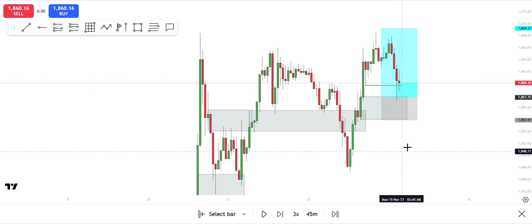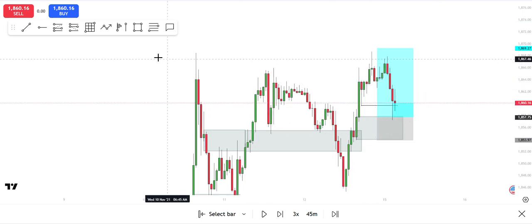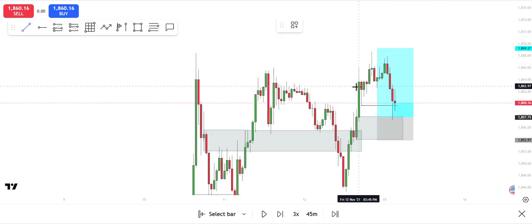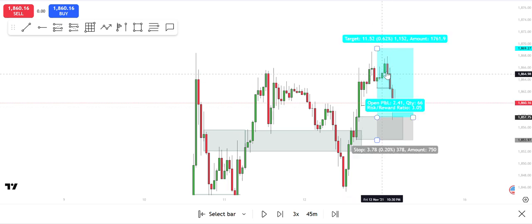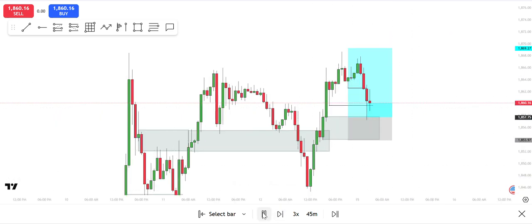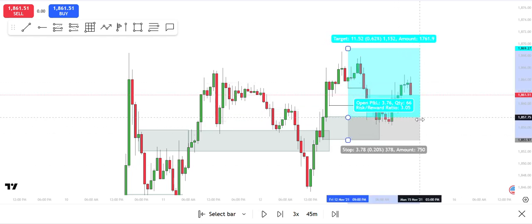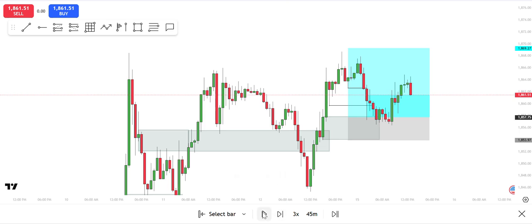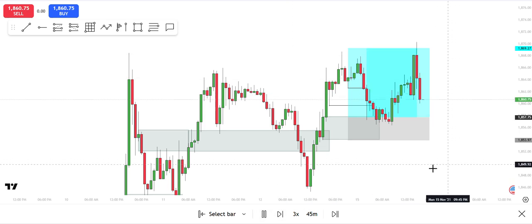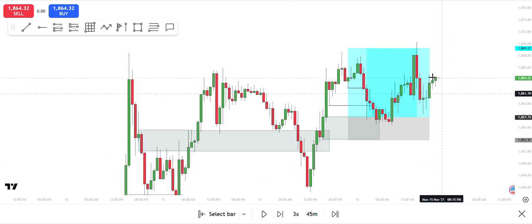So one thing you can see from here, we had another inducement that was here. This one attempted to sweep the high here, but it couldn't, and so it failed. And when price came, it tapped into this demand, and then off we go. So price picks up from there, and then we have a target achieved.